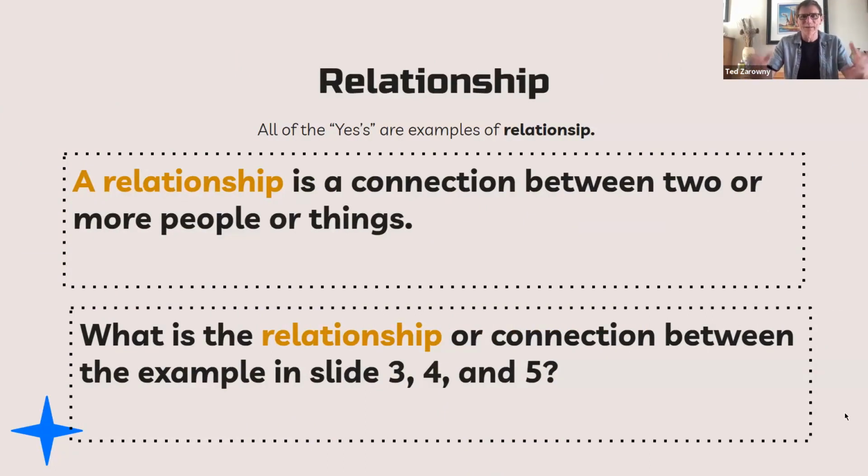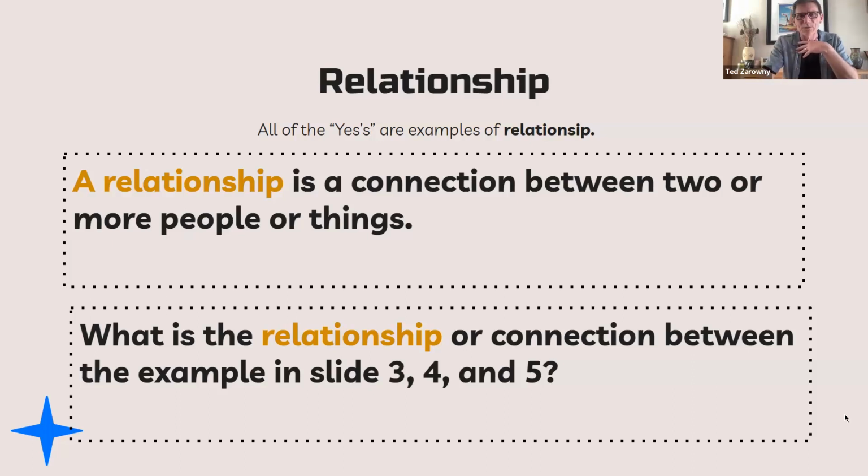So a relationship is simply a connection between two or more things. And we go back and say, what's the relationship between a lightning and a forest fire? Well, lightning can cause a forest fire. What's the connection between the clown and the happy face? Well, a clown can put smiles on people's faces. So we're establishing some kind of relationship with them. And so that's how this works.